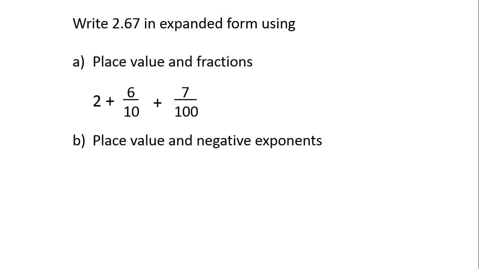And if we would choose to write expanded form using negative exponents instead of fractions, the 2 is still in the whole number place, the ones place. 6 is in the tenths place, so it represents 6 times 10 to the negative first. And 7 is in the hundredths place, so it represents 7 times 10 to the negative second. So that's another example of writing this number 2 and 67/100ths in expanded form, but this time we've used negative exponents.